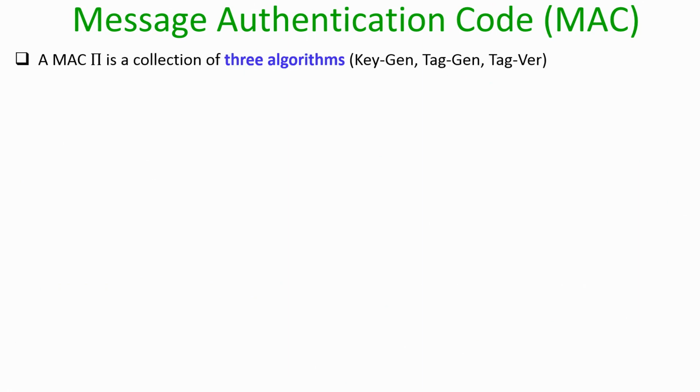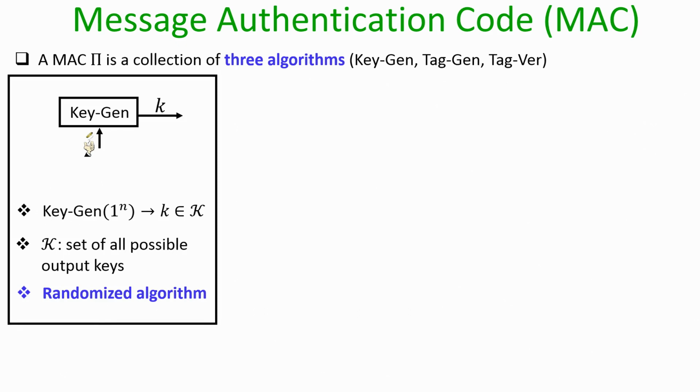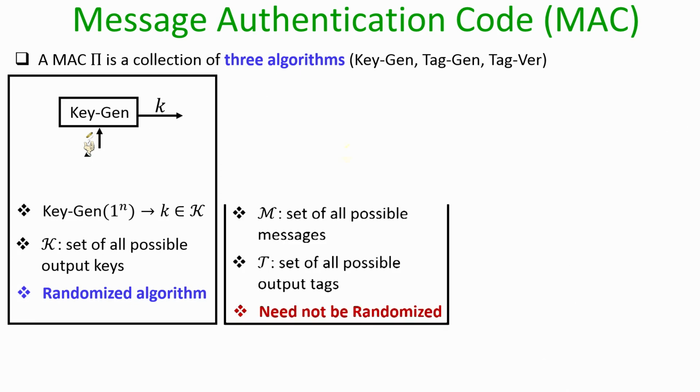So, a message authentication code, or MAC in short, is a symmetric key primitive which consists of 3 algorithms. The key generation algorithm outputs a uniformly random key from the key space, and it has to be a randomized algorithm, because if it is a deterministic algorithm, then any third party in the world will know the key.